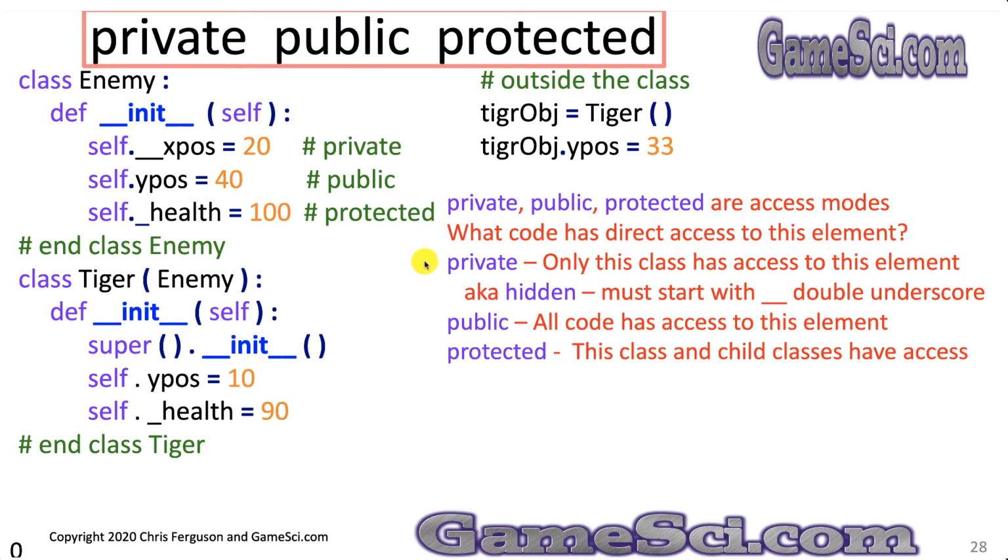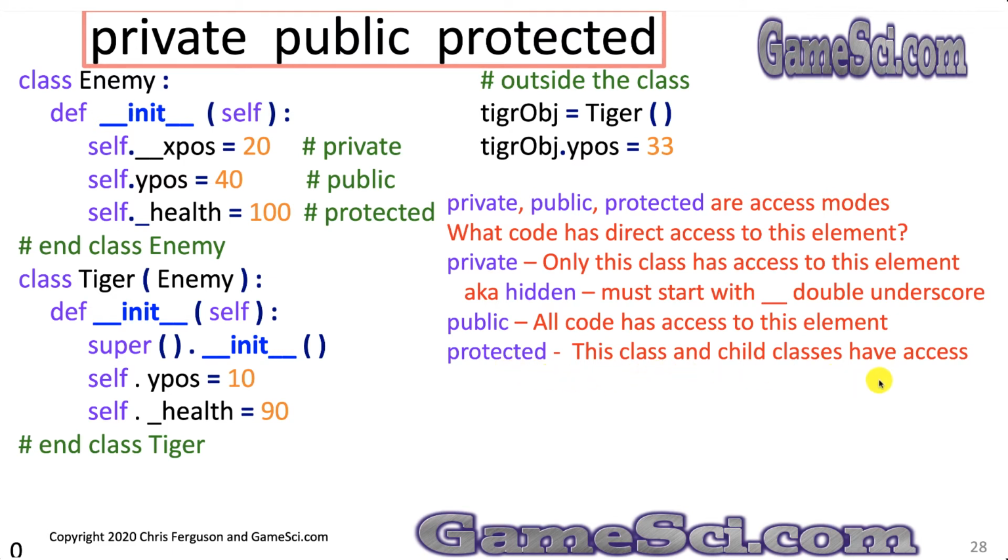When something is private or hidden in Python terminology, only this class has access to the element, aka hidden. It must start with a double underscore, and every variable that starts with a double underscore is considered a private or hidden variable. Public variables. All code has access to this element. When something is created as public, you're saying I want everyone to have access to it. Without any underscores in front of ypos, this is a public variable. It's not hidden, and everybody can change the value of the ypos variable. There's a new mode called protected.